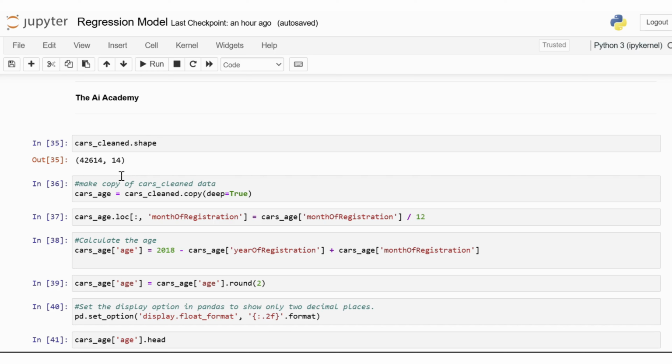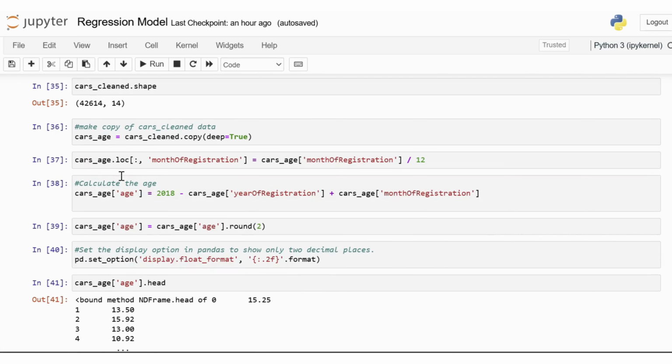Moving ahead, to better understand the age of each car, we need to create a new variable called age. The process involves two simple steps. The first is to calculate the year difference, where we subtract the year of registration from 2018. The second is to convert months to decimals, where we divide the month of registration by 12 to convert it into a decimal. By combining these two steps, we get a precise measure of the car's age. This new age variable will give us a more accurate understanding of how old each car is, taking into account both the year and the month of registration.